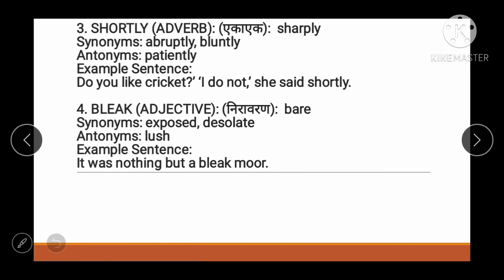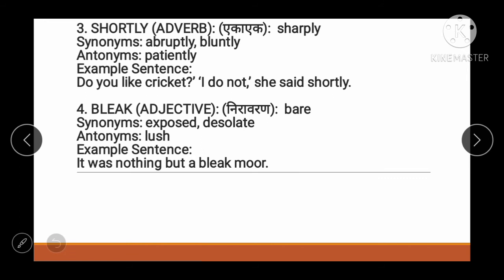All right, so bluntly is somewhat related to abruptly only. So antonym would be patiently. Okay, no hurry burry. All right, in a patiently, in a calm mind. All right, peace of mind is there. Okay, so antonym is patiently.